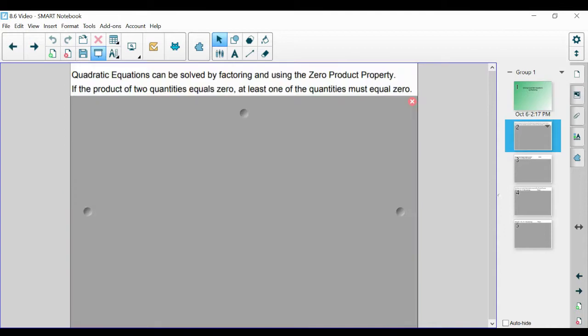Let's begin. So quadratic equations can be solved by factoring and using what's called the zero product property. If the product of two quantities is equal to zero, at least one of the quantities must be equal to zero. And this should make a little bit of sense as we start to talk about some numbers. If we have 2 times 0, well, that's 0. If we have 0 times 2, that's also equal to 0. So we're going to be using this idea of having two numbers or two quantities multiplying together to give us 0 to help us solve.